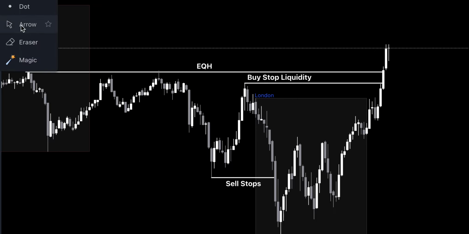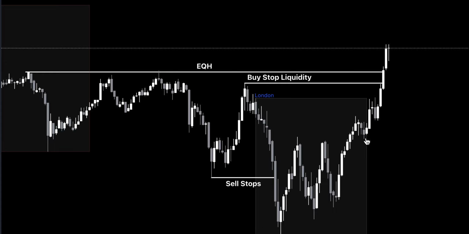This is NQ, the Nasdaq, and this is during the London session. You can see this here. This is the London time-based session where we're looking at executing within the live markets. This box here is the area that we're looking to execute.